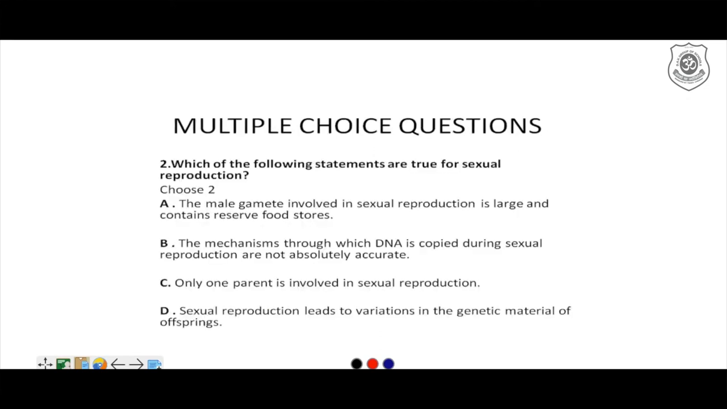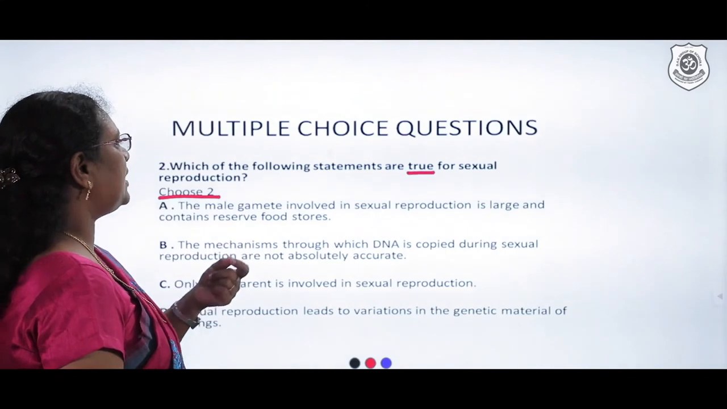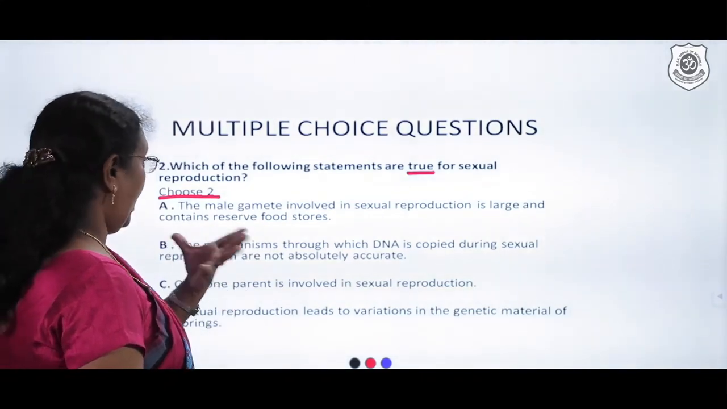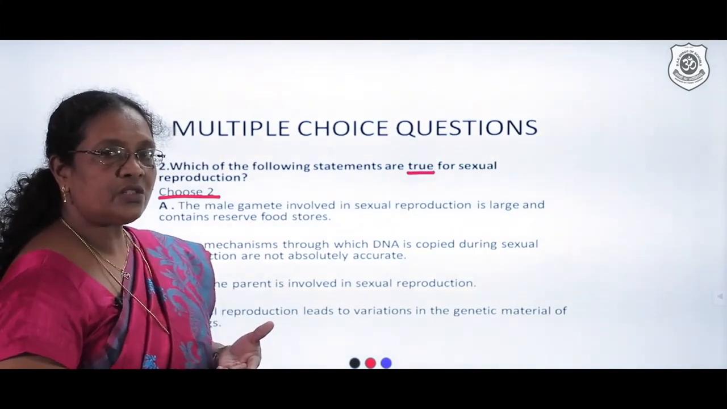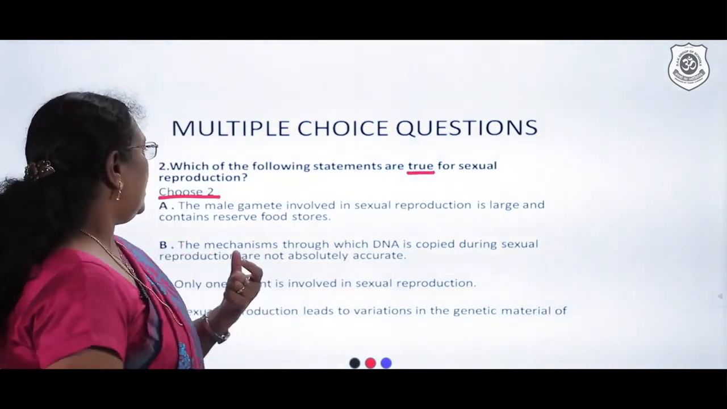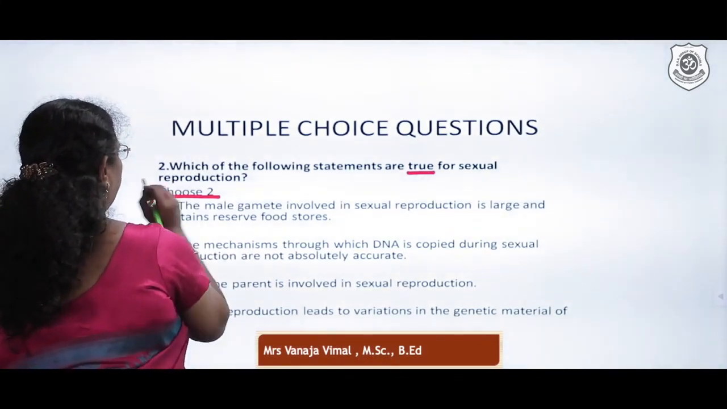For the next, which of the following statements are true for sexual reproduction? There are 4 options given, and you are being asked to choose any 2. The first one says the male gamete involved in sexual reproduction is large and contains reserve food. No. Which one does it store? It's actually the female gamete. So this is not going to be the right answer.